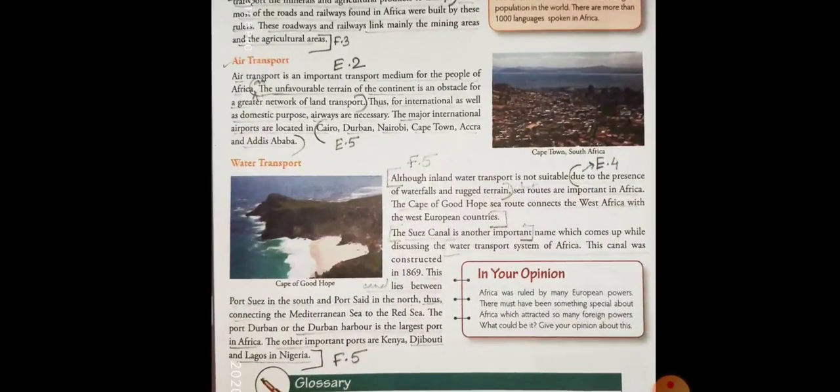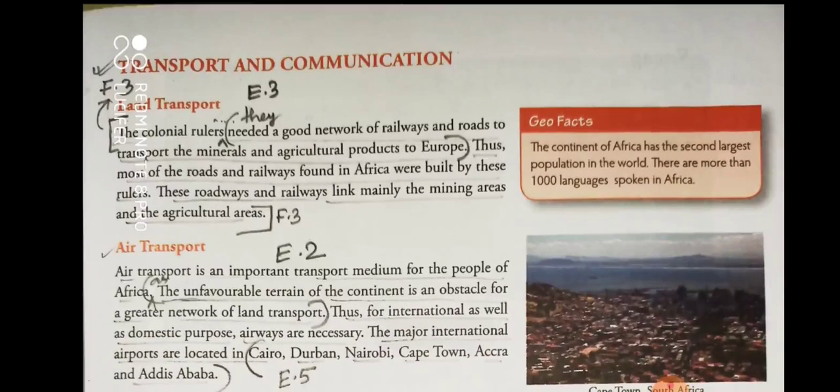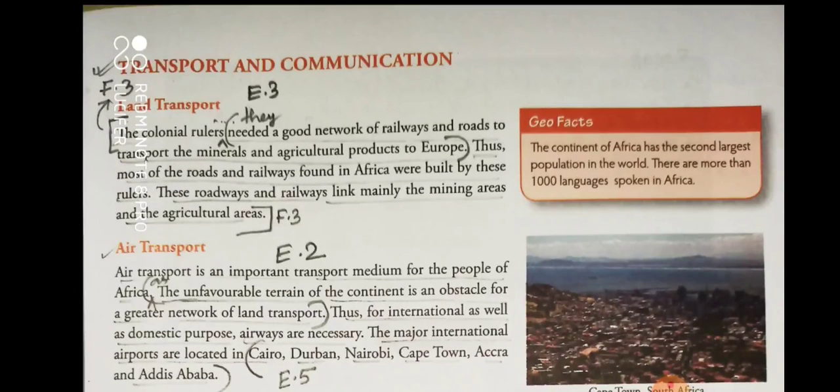Now let us learn about the transport and communication of Africa. Land transport. The colonial rulers, the European rulers, needed a great network of railways and roadways to transport the minerals and agricultural products to Europe. Thus, most of the roads and railways found in Africa were built by these rulers. These roadways and railways link mainly the mining areas and the agricultural areas.